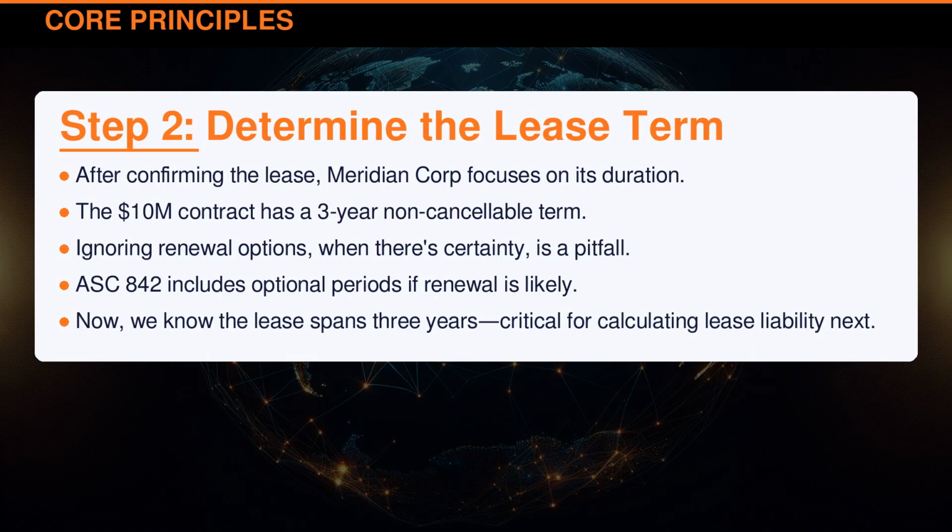After confirming the lease, Meridian Corporation focuses on its duration. The $10 million contract has a 3-year, non-cancelable term. Ignoring renewal options when there's certainty is a pitfall. ASC 842 includes optional periods if renewal is likely. Now we know the lease spans 3 years, critical for calculating lease liability next.